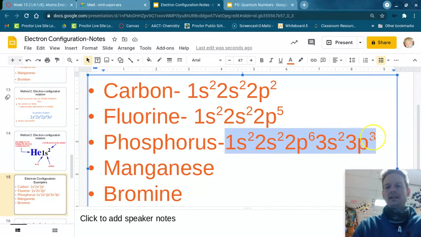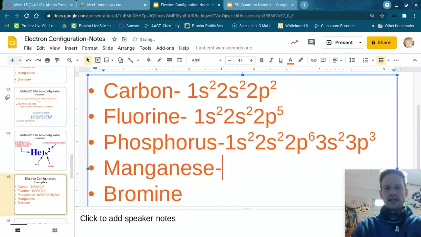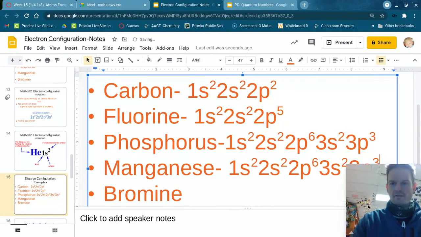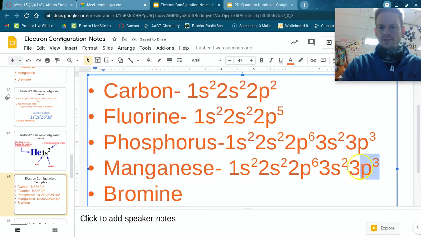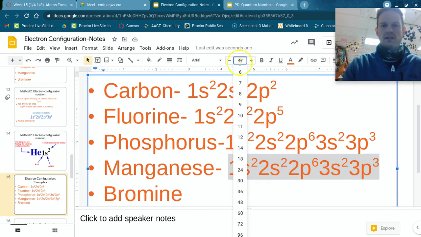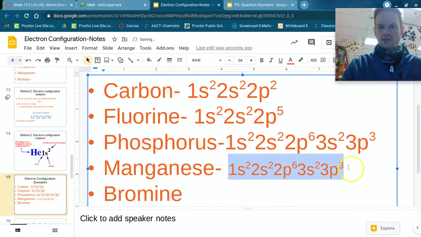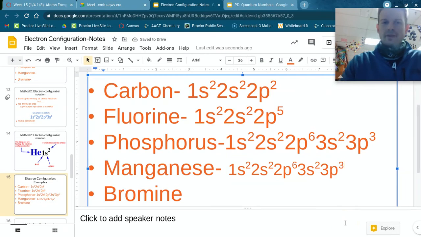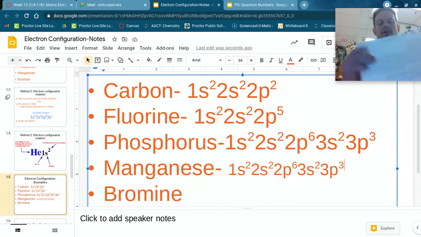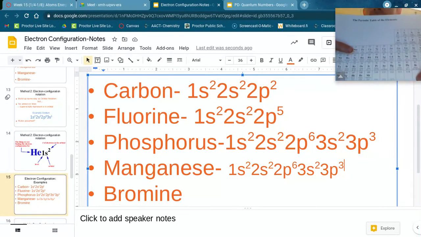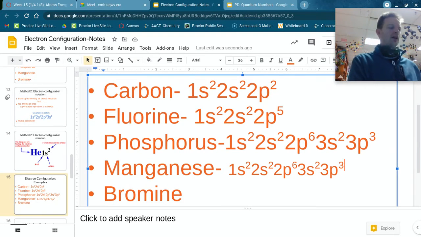All right, I'm going to copy this guy, go down to manganese. We're getting a little bit bigger, so I should probably change the size of my font. Let's drop it down to like 36 maybe. Good. All right, so manganese. Manganese is all the way down here. It's element number 25, right? So I'm in my D block, which is one that we always want to do.